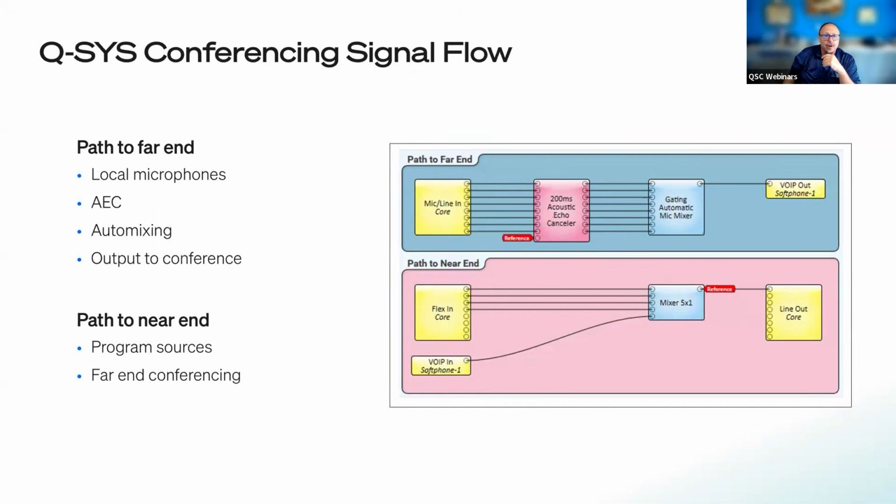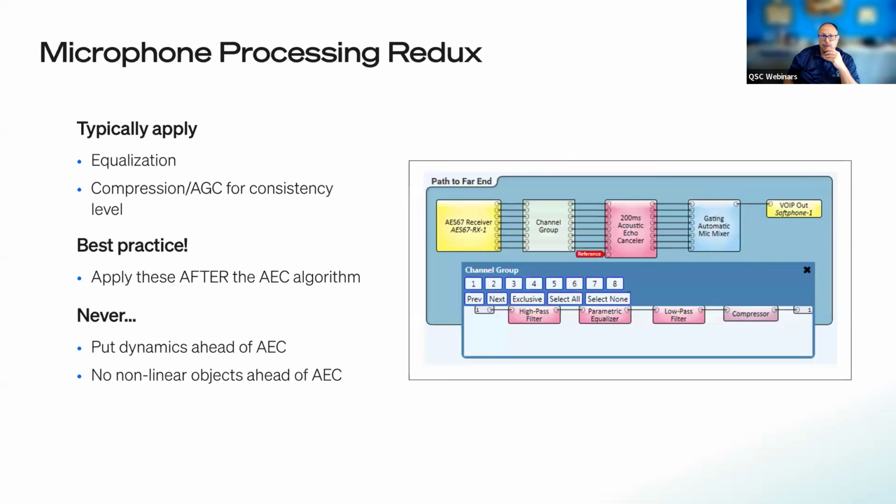Q-SYS conferencing signal flow, we talked about that. Local microphones go through the AEC, we go through a gating mic mixer, and we go out. And then the far end, the program sources, and the far end conferencing audio get mixed together, and they come out of the local loudspeakers, and that's where we get our reference from, is that last point before the loudspeakers.